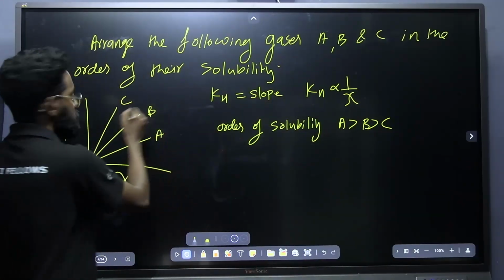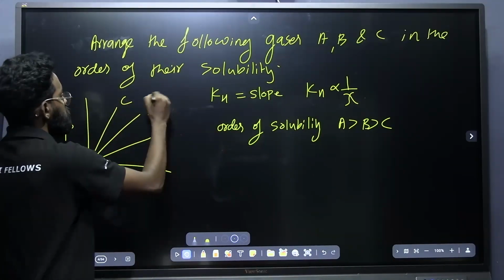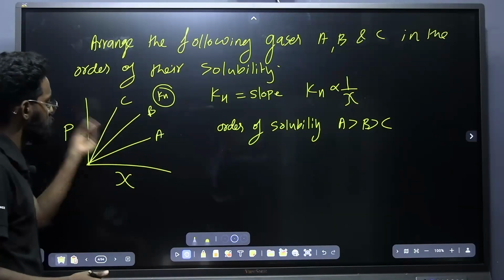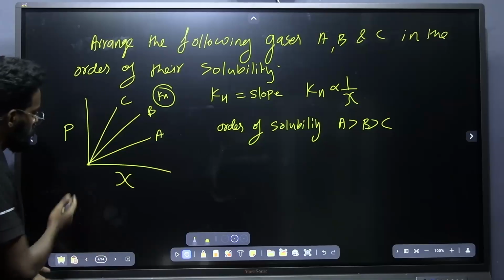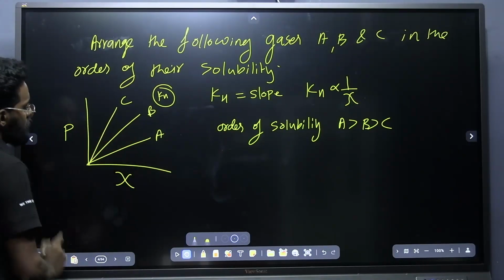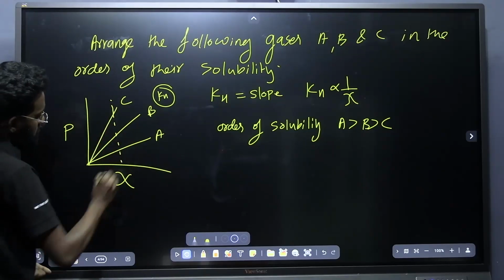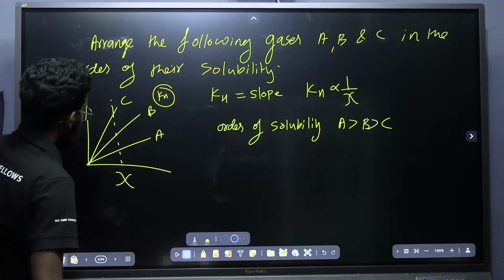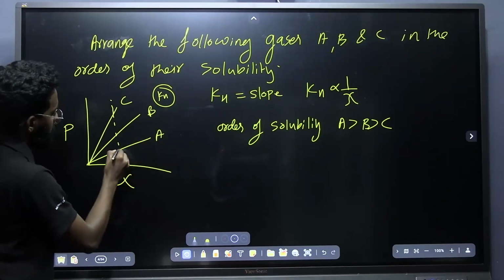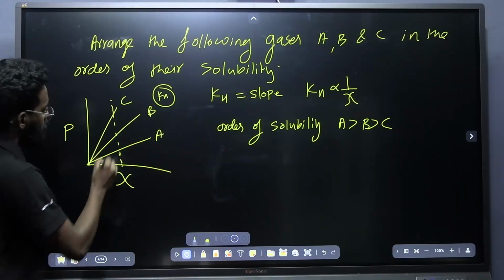The slope mentioned here is KH only. And not only from the KH value, we can also find it by checking from the line. If I draw a straight line, you can see that A will have more mole fraction.